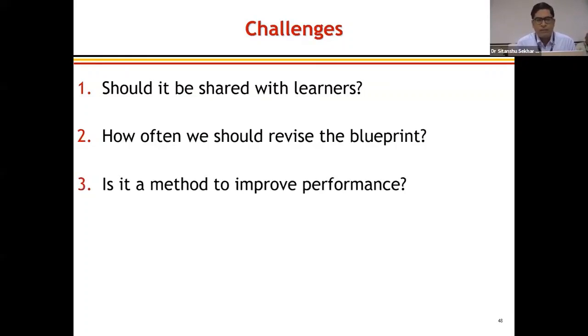Is it a method to improve performance? So having a blueprint, does it increase student performance? I looked at the literature very carefully, but I could not come up with any literature documenting this. Probably this is another way of conducting educational research. One paper I found, from 2005, said that the performance level was equal. It was a small study done in 35 students in the UK. So that was the conclusion.